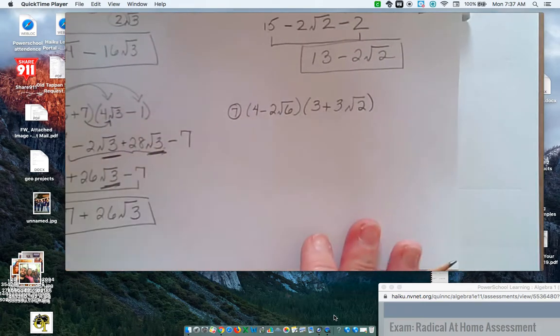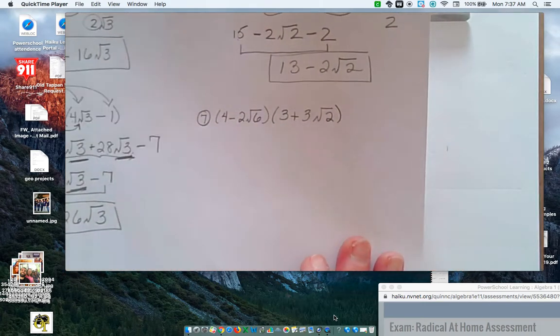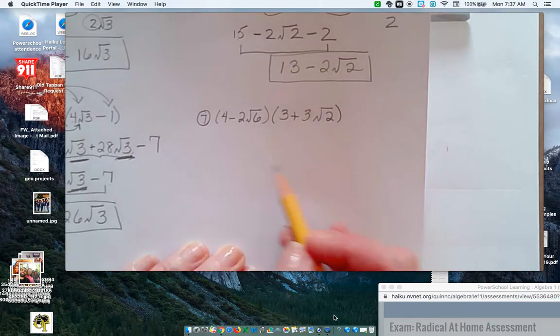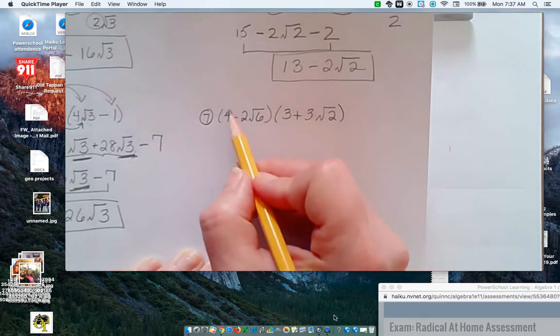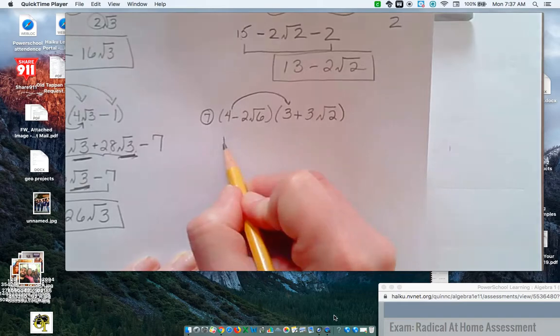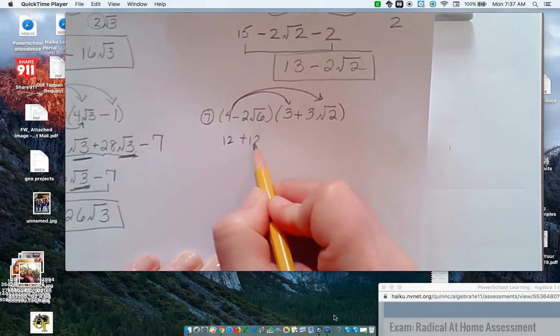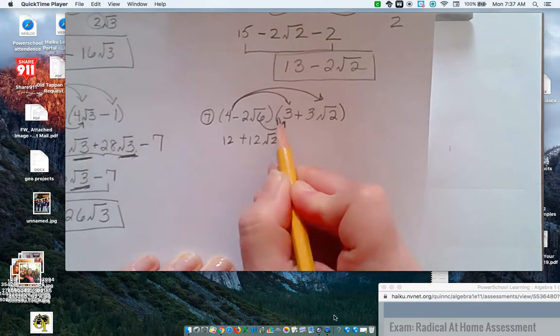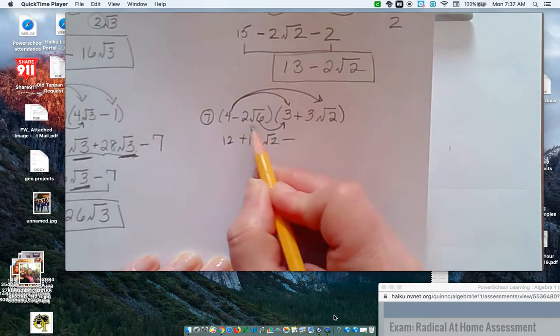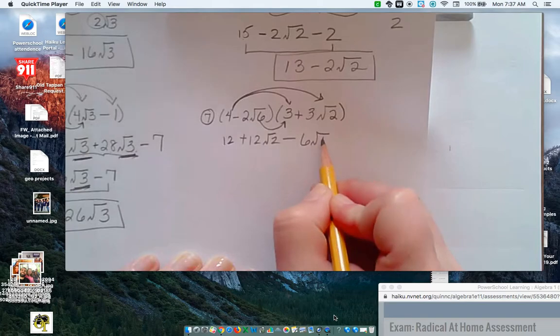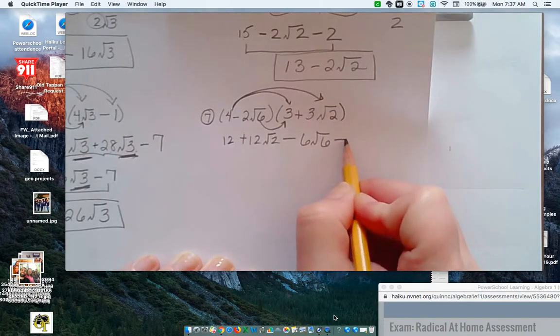Okay. Number 7, our last one for right now. Then you guys can practice some multiplying on your own. We are going to double distribute. So distribute our first guy. Distribute over here. Positive 12 radical 2. Distribute here. Negative times a positive. Outside numbers, inside numbers. Negative times a positive.